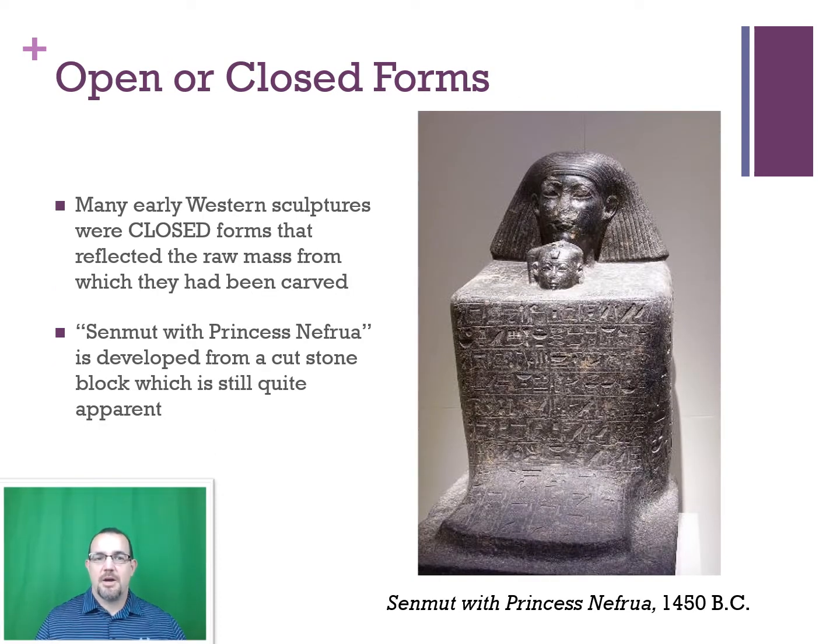Now let's talk about open or closed forms. Mainly early Western sculptures were closed forms that reflected the raw mass from which they had been carved. And generally they were just a large block and then they just reduced it down to the shape.